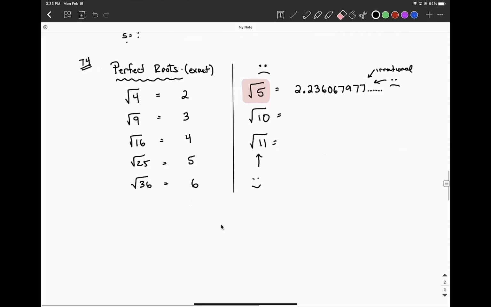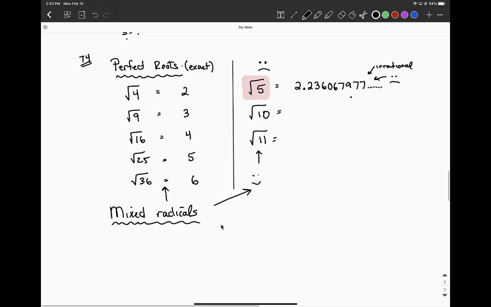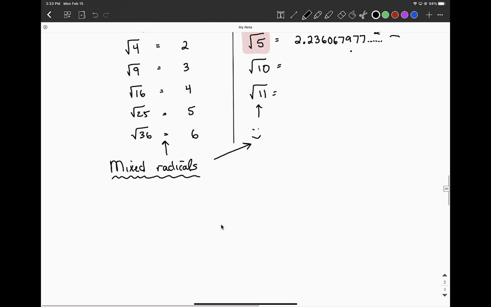We now give you mixed radicals. Mixed radicals will always have one perfect part and one irrational part. They're mixed, perfect and irrational. You just got to find them. Here's an example of a root that is mixed. The square root of 20.